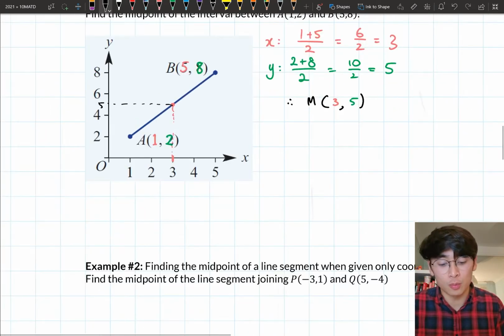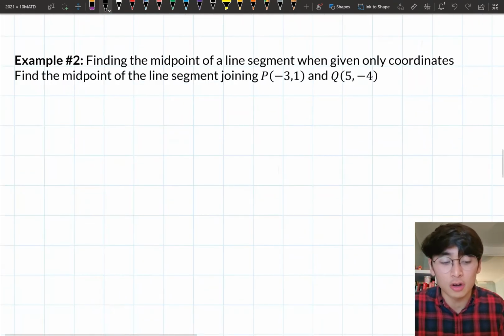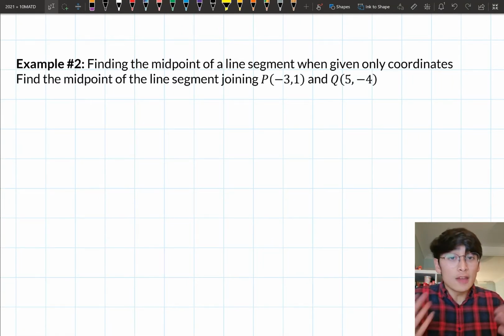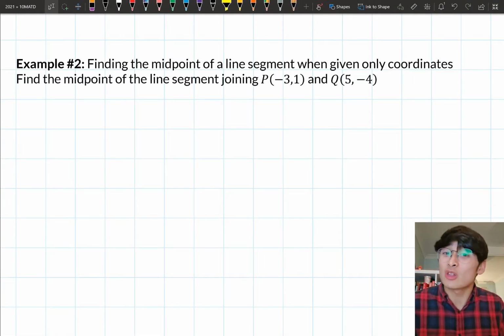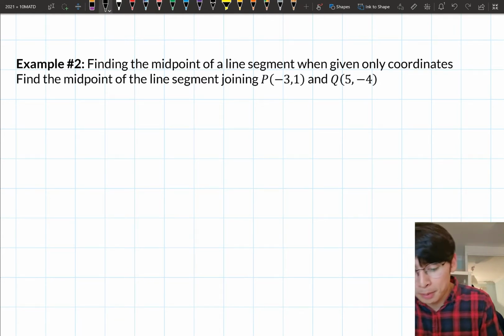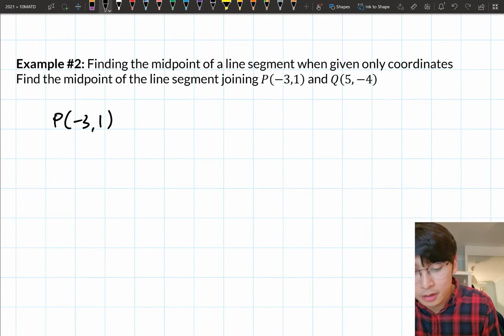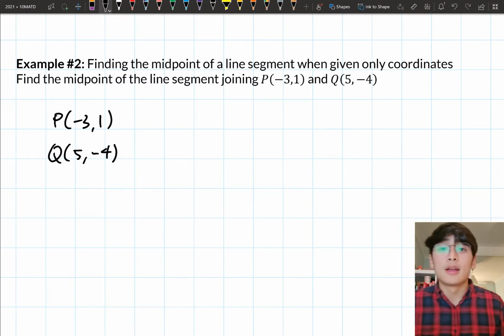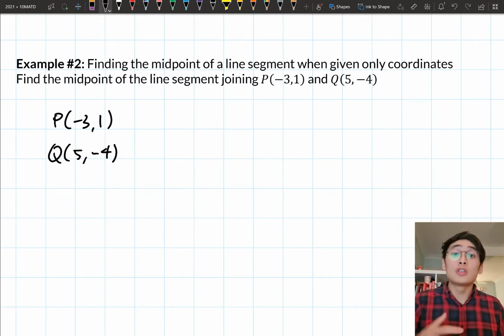Now, the second question, we're going to have a go at an example where we don't have a diagram given to us. Even though we don't have a diagram given to us, we can actually do the same steps. So let's have a go at this. Find the midpoint of the line segment joining P at -3, 1, and Q at 5, -4.